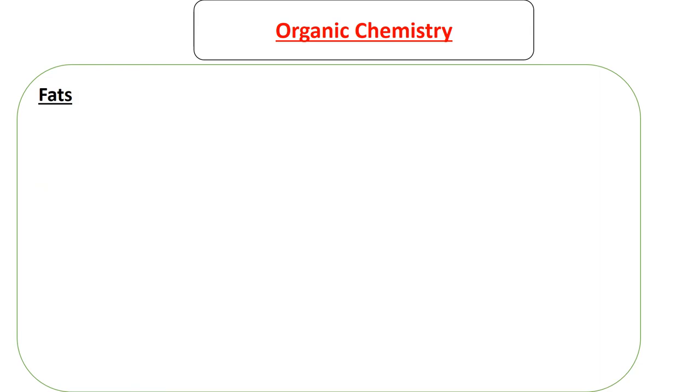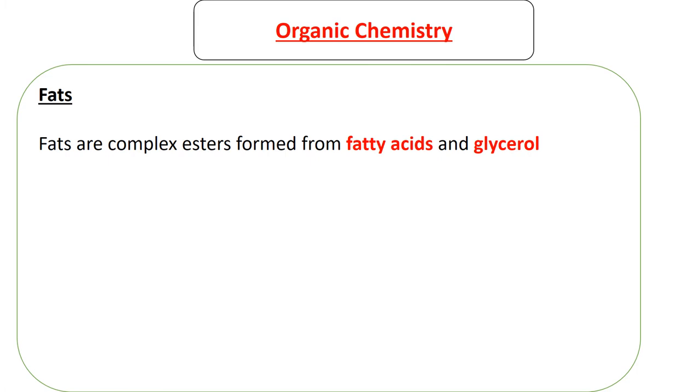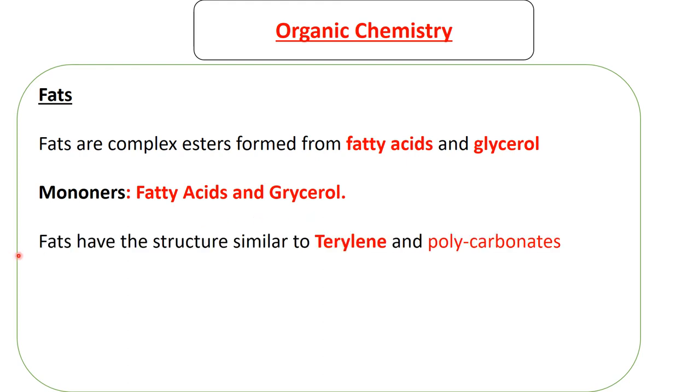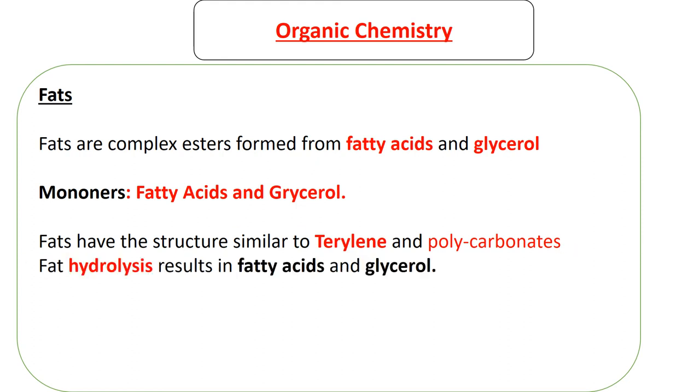Next, we look at fats. Fats are complex esters formed from fatty acids and glycerol. Unlike proteins, which have one type of monomer, fats are made of two types of monomers, fatty acids and glycerol, which combine to form ester linkages. These are the monomers for fats. Fats have a structure similar to terylene and some other polymers called polycarbonates. When fats are broken down using water, they form fatty acids and glycerol.